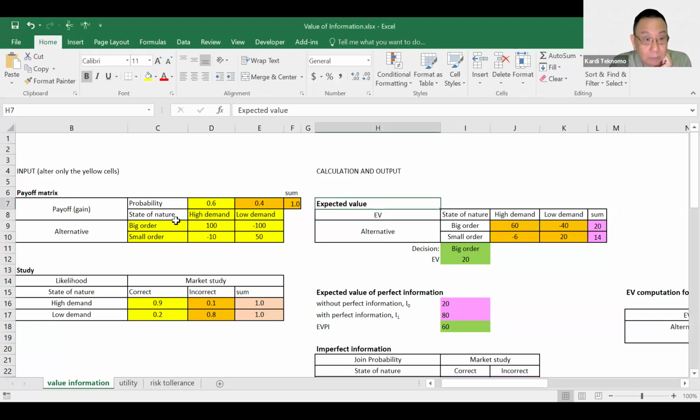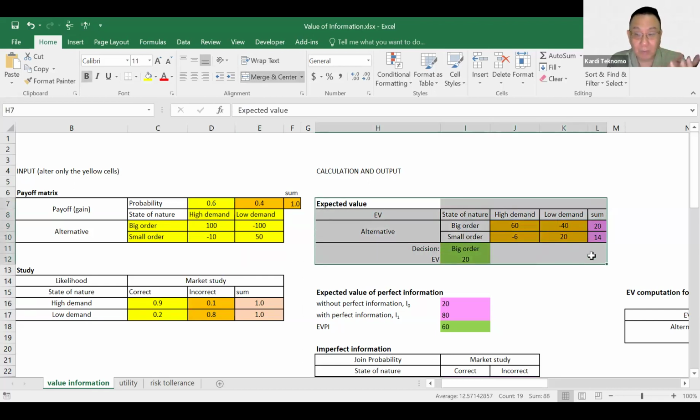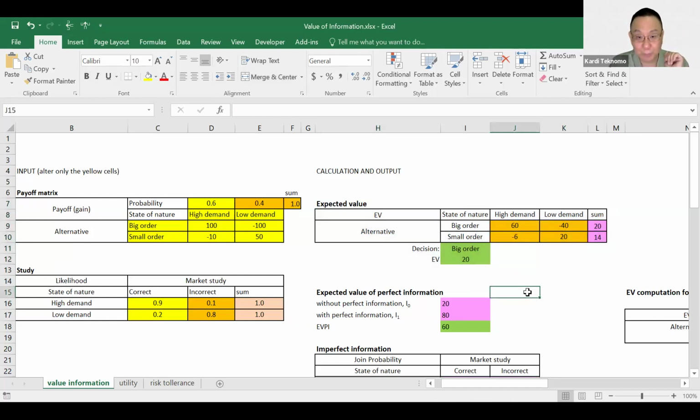So this is the one that is given, one in yellow, one given. This table here represents the one that we already computed a while ago without study. And a while ago, we also already computed the EVPI, expected value of perfect information. Now what will we do? We will compute the joint probability.